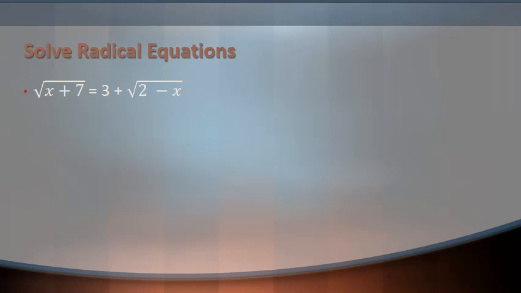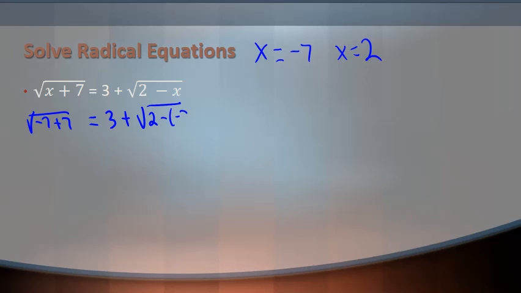Okay, so we had determined that we had two possible solutions where x is equal to negative 7 and x is equal to 2, I believe is what we had. And now I've got to plug this into both sides. So over here, that would give me the square root of negative 7 plus 7 equals 3 plus the square root of 2 minus negative 7. Well, let's see, negative 7 plus 7, that'd give me the square root of 0 equals 3 plus the square root of 2 plus 7, that's the square root of 9.